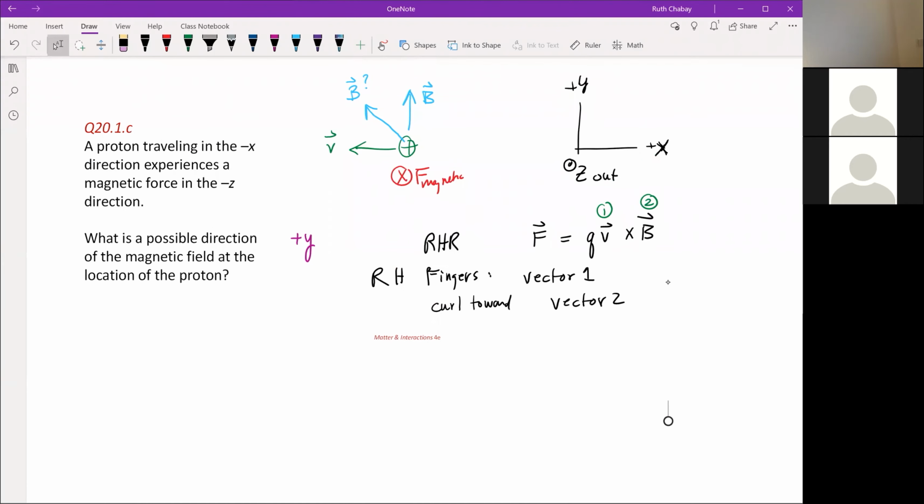In a question like this, where you're sort of reverse engineering a cross product, you actually have to do a little trial and error. If you point your fingers along the direction of V with your palm down, you'll discover that your thumb sticks in the plus z direction, which isn't what you want. So you have to rotate your hand over so your palm is up, so your thumb sticks in. Okay?